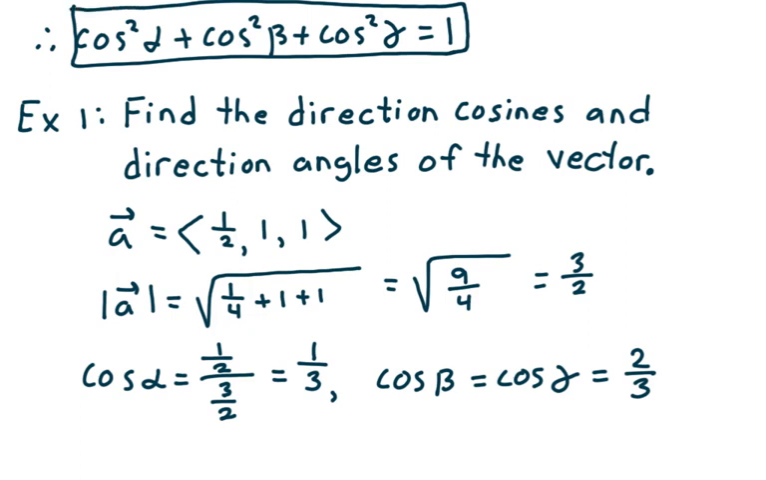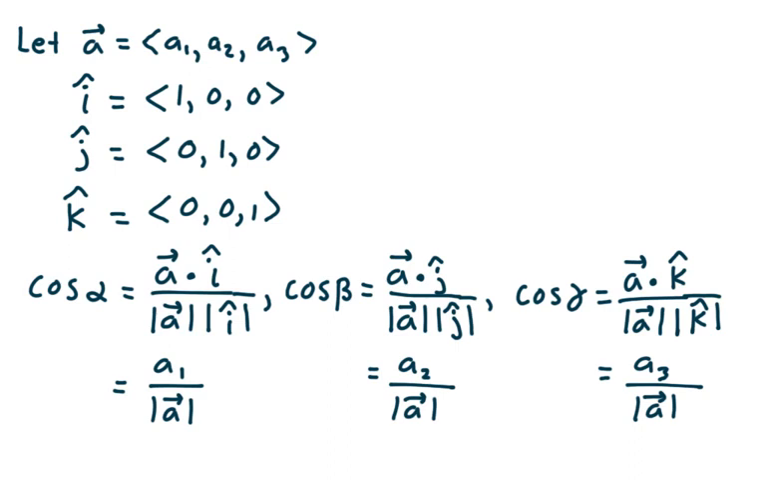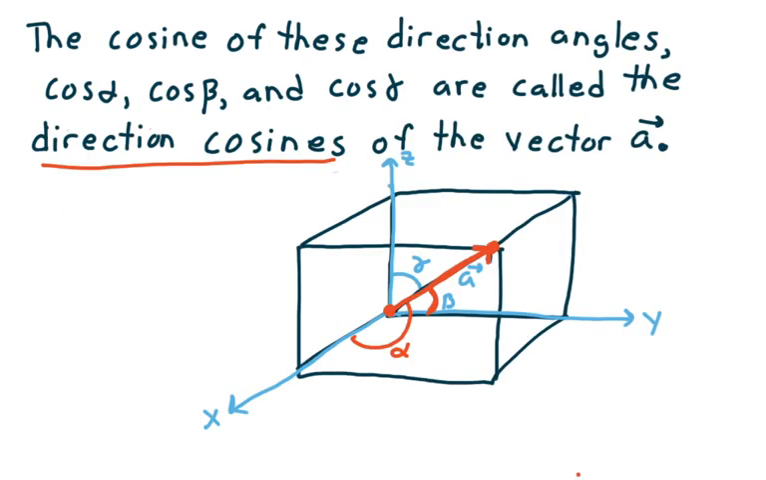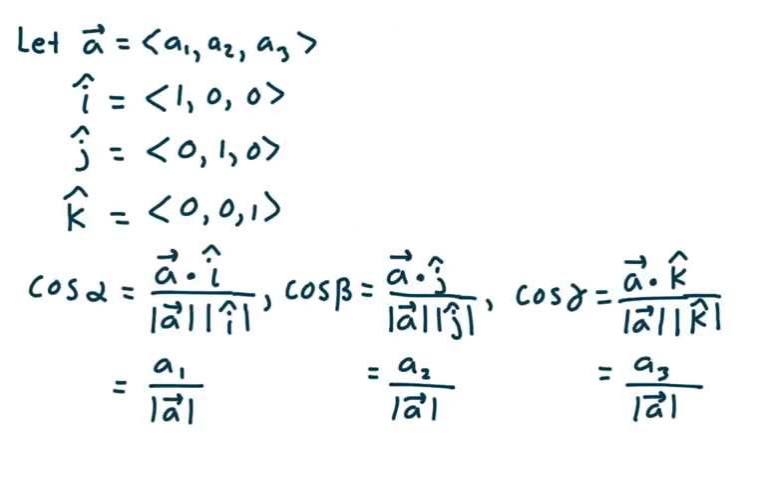Now, I do want to point out that I could have chosen any vector along the positive x-axis, positive y-axis, and positive z-axis accordingly to get a handle on alpha, beta, and gamma. And I claim that my cosine of alpha and cosine of beta and cosine of gamma would have been the same. So remember, I just needed a vector along those positive axes to get a handle on those direction angles.